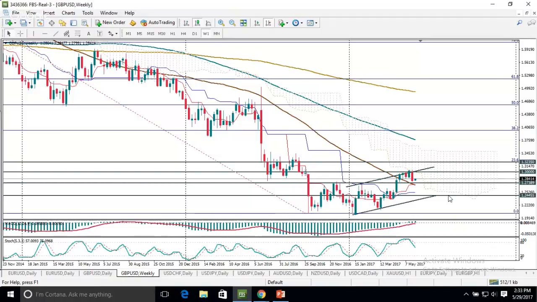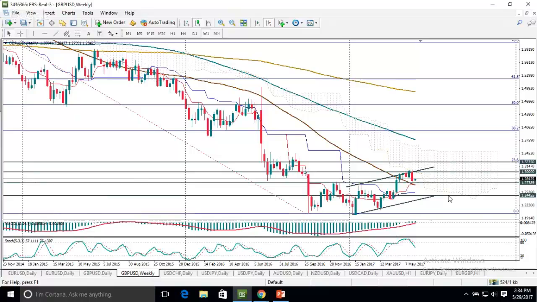We also can see that this cloud corresponded with the psychologically important level of 1.30. The bulls in GBPUSD didn't manage to get above this level as well. So we saw that the market kind of recoiled to the downside from the resistance line, which may be drawn through this year's highs of the pair.